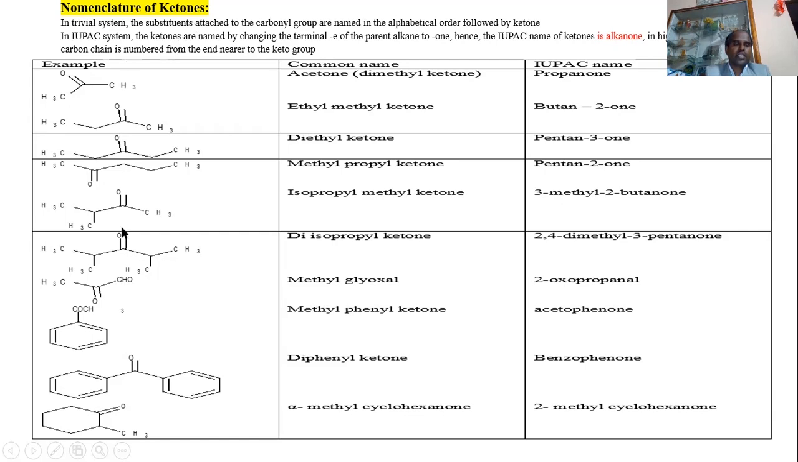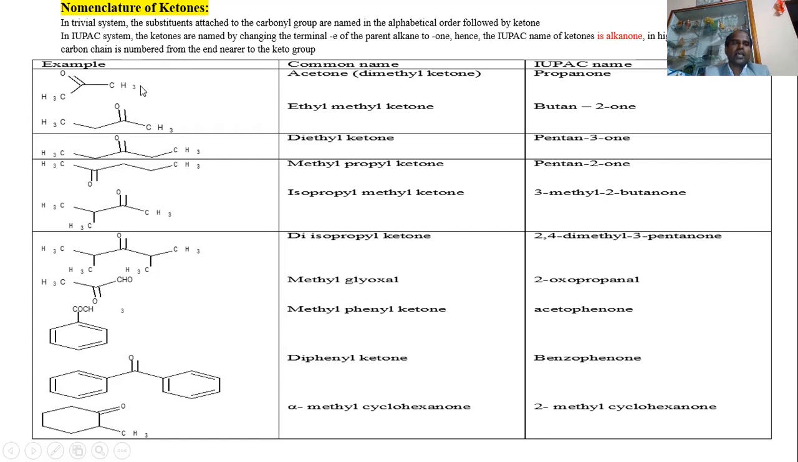So these are the examples of ketones. These are the common names of these ketones, and these are the IUPAC names of these ketones. So let's take one by one. So you can observe that this is the CH3COCH3. Okay, this molecule common name is acetone. This is a methyl group, this is also a methyl group. So dimethyl ketone is also a common name for this molecule.